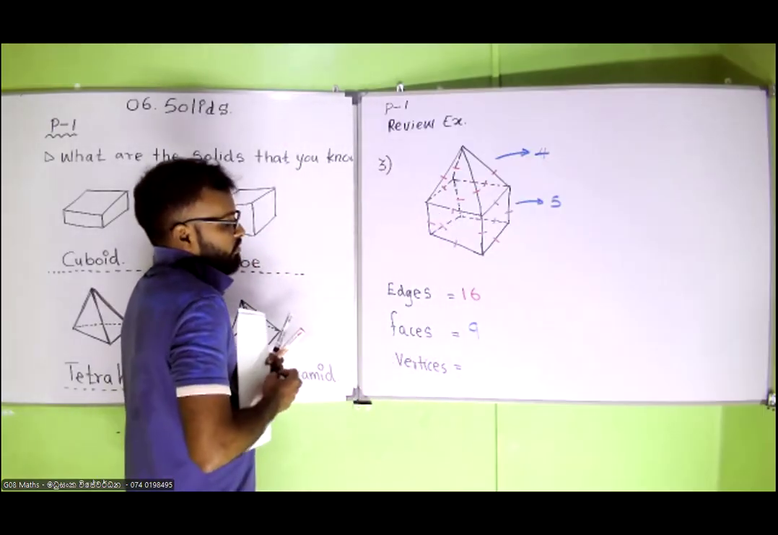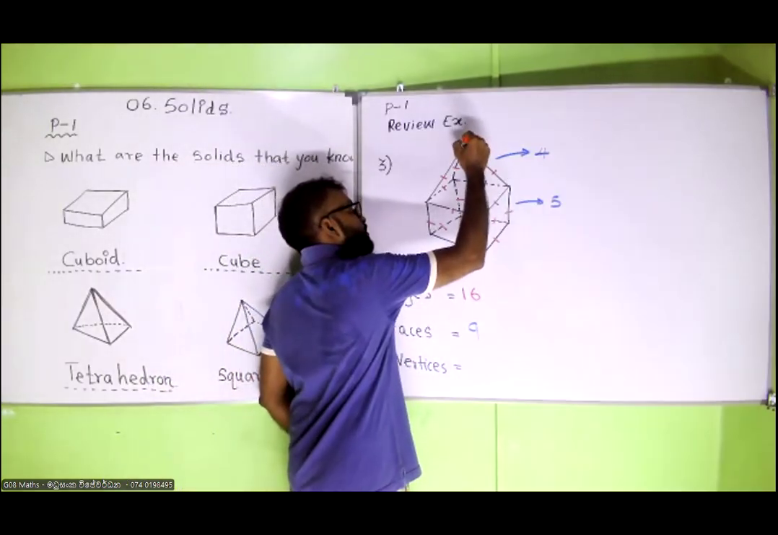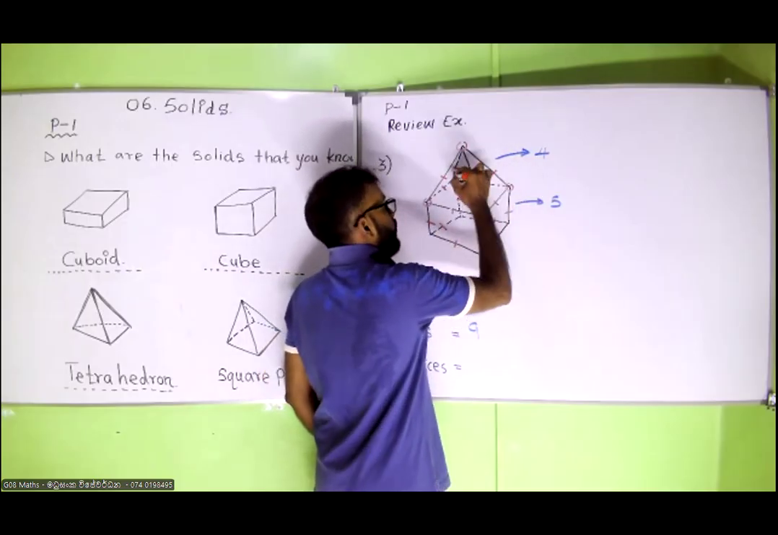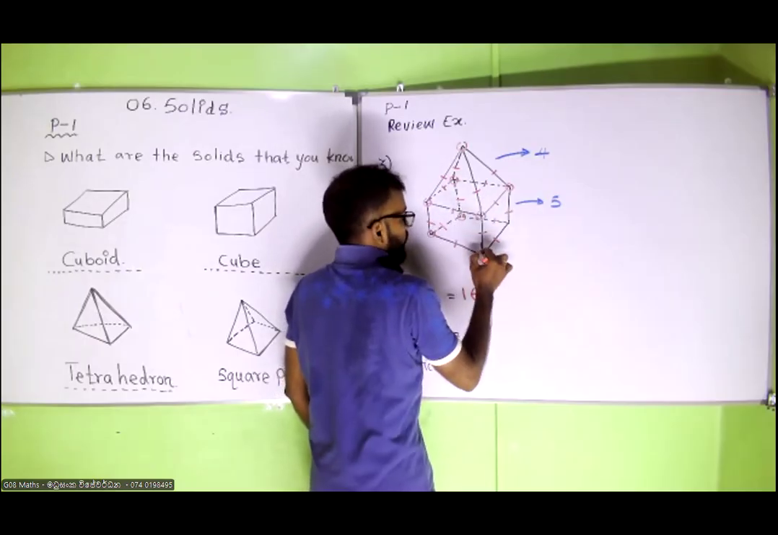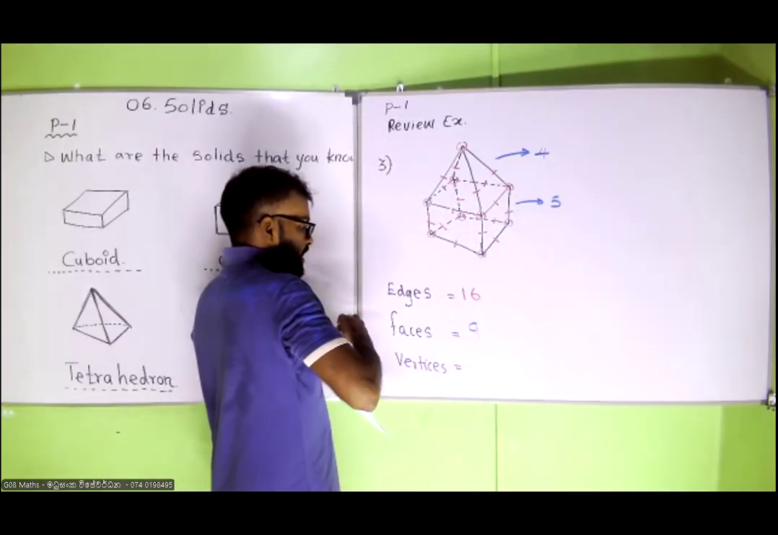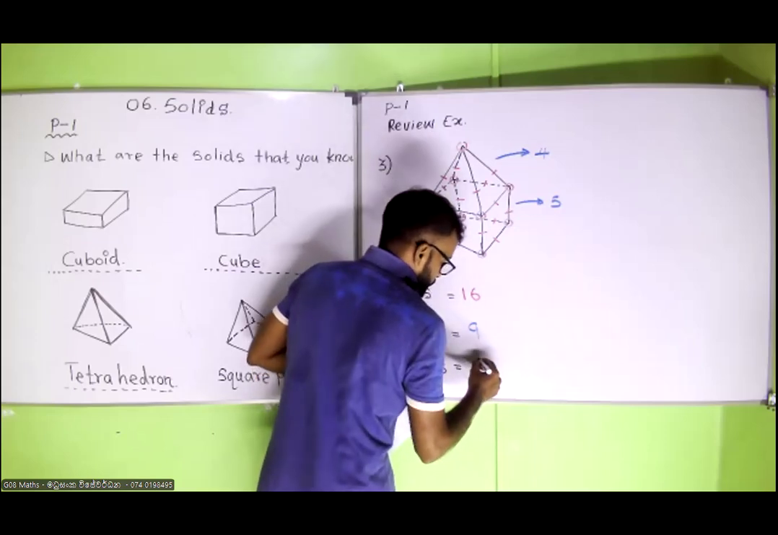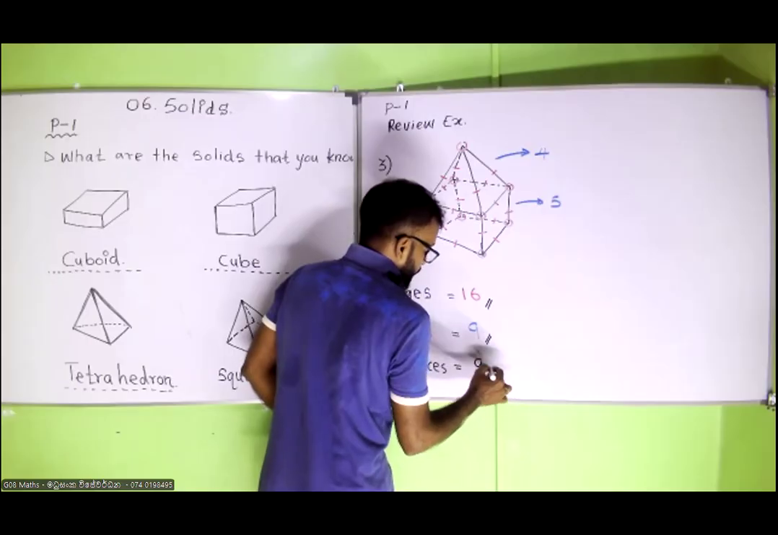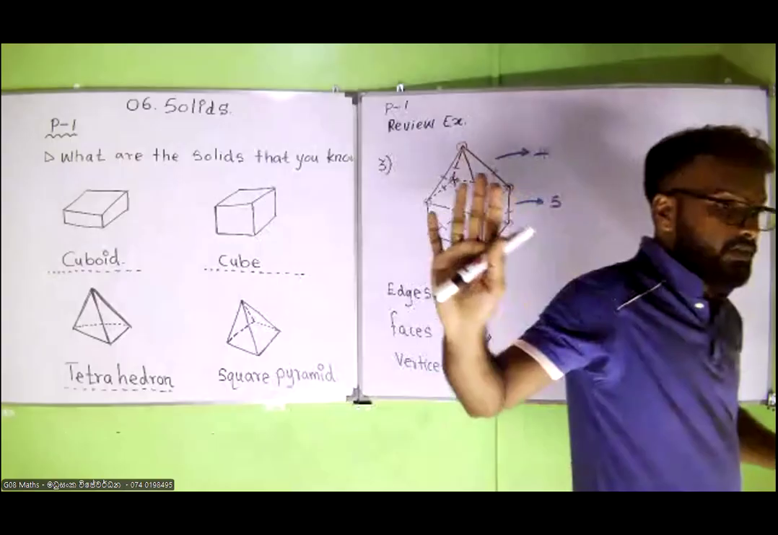Right? Then number of vertices. So on top we have 1, 2, 3, 4, 5, 6, 7, 8, 9. So now we have 9 vertices. Right. So this should be your answer. I hope all of you got the correct answer for this.